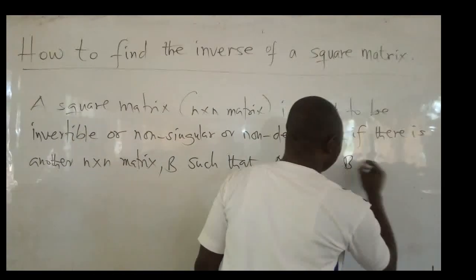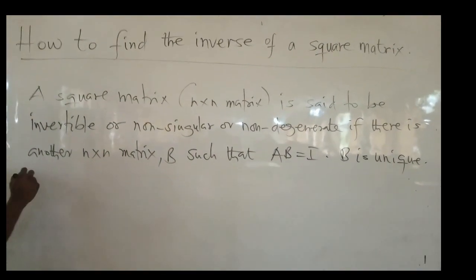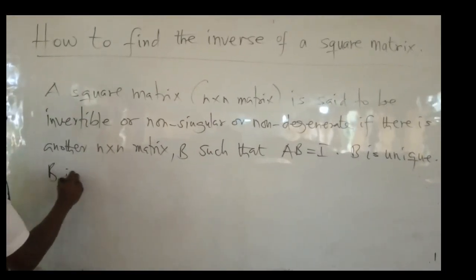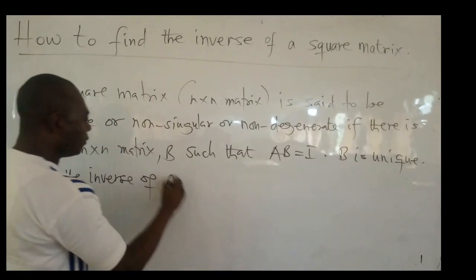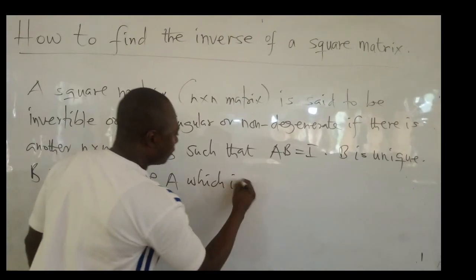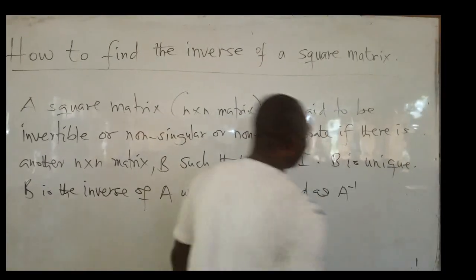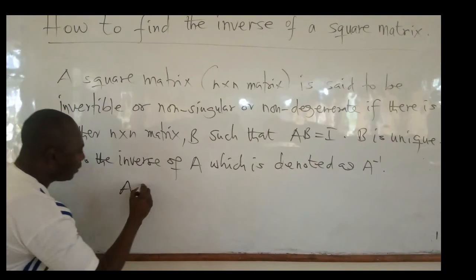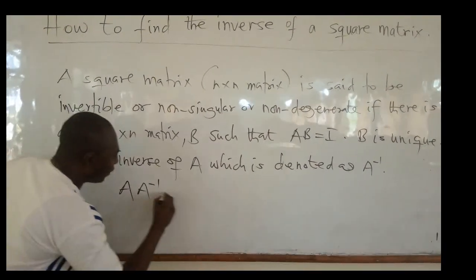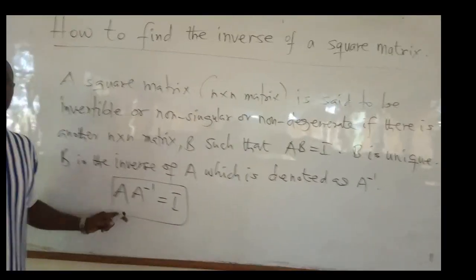We say that B is unique. And the matrix B is the inverse of A, which is denoted as A inverse. That is to say, when you have any square matrix, that is an n by n matrix, A times A inverse will equal the identity matrix. Any square matrix times its inverse should give you the identity matrix.